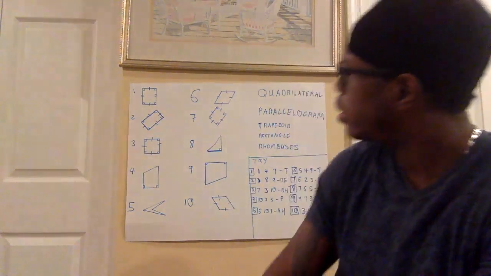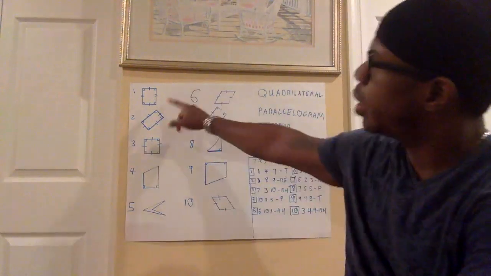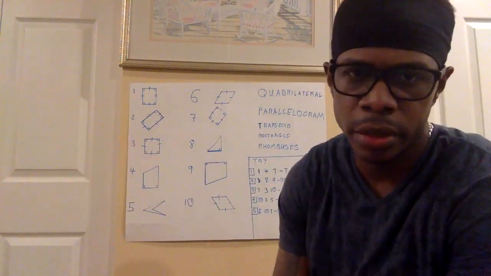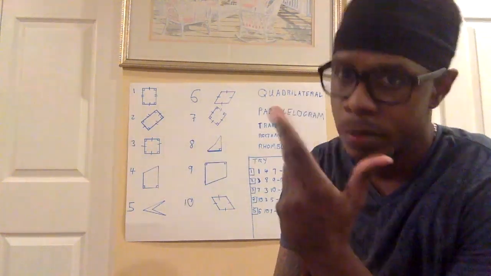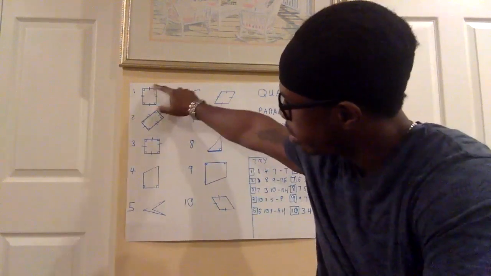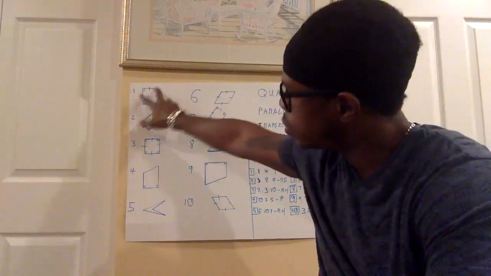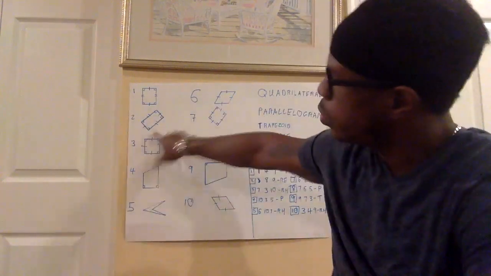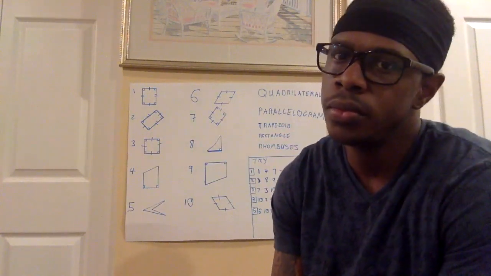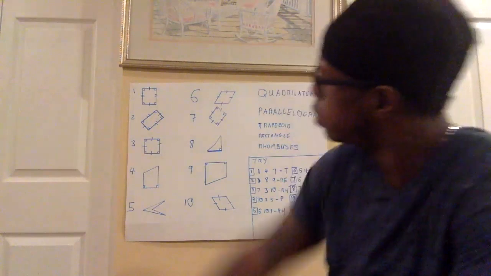So we are back and want to know which ones would be a parallelogram. Would you say number one would be a parallelogram? Yes, you would be correct because these are parallel and these are parallel. So two pairs of parallel sides. Would you say number two would be a parallelogram? You would also be correct.